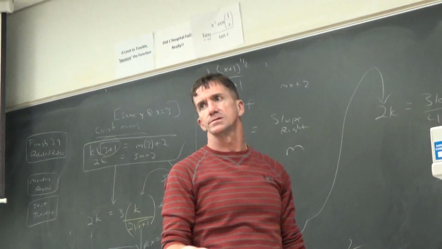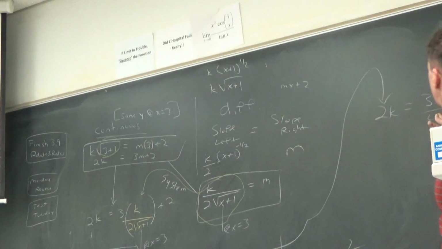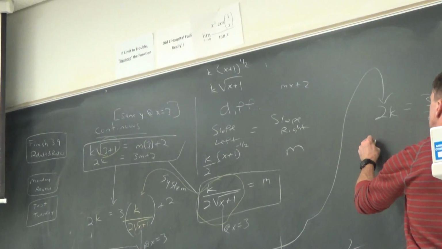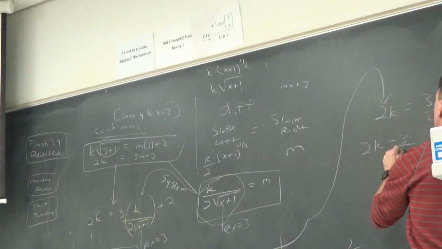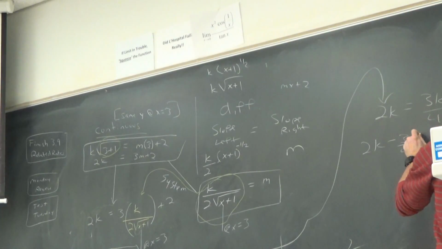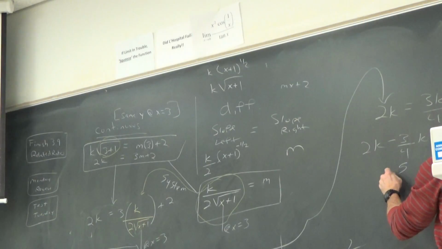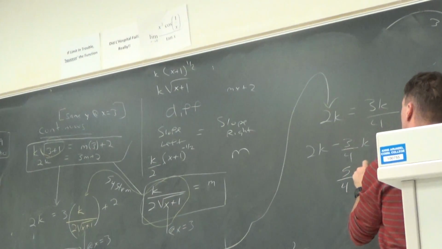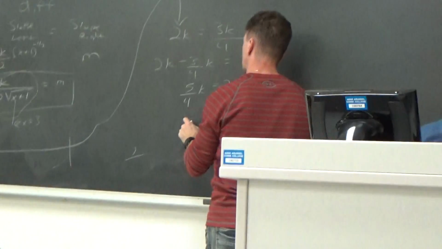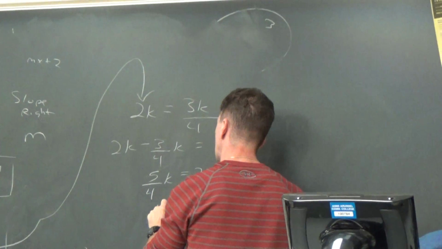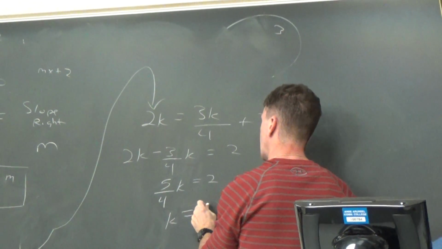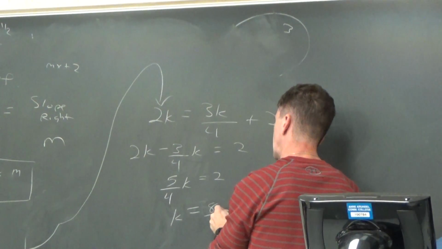Want to collect your k's on one side? It's 2k minus 3/4 k. Like 2x minus 3/4 x. Yeah, it's 1 1/4 x, right? What's that, 5/4? Yep. And isolate k, multiply by 4 on both sides, 8. Divide by 5.